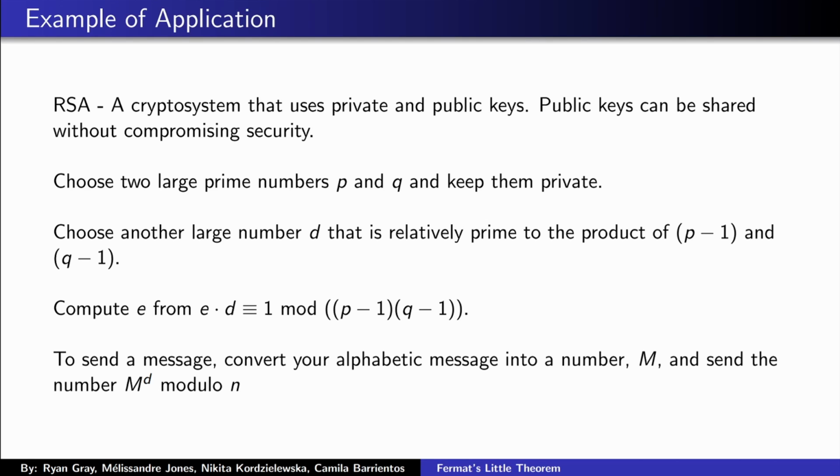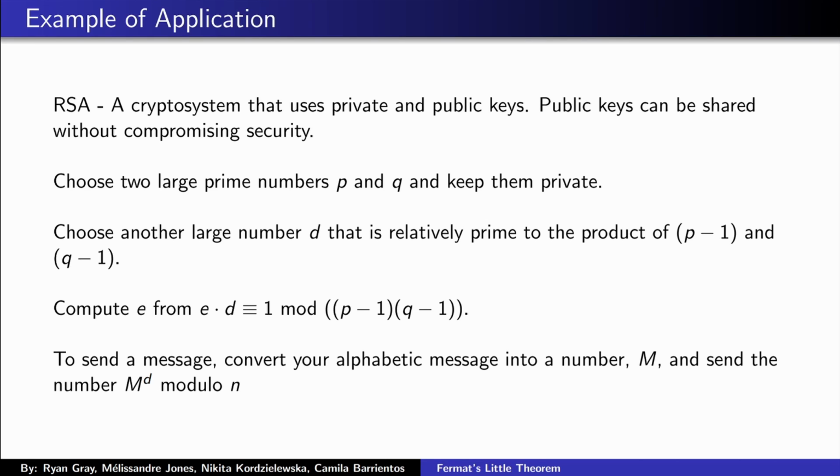A more real life example is in cryptography. RSA is a crypto system that uses private and public keys. Public keys can be shared without compromising security. So to encrypt a message using this crypto system, we choose two large prime numbers, P and Q, and keep them private. We can choose another large number, D, that is relatively prime to the product of P minus 1 and Q minus 1, which means that it has no common factors with P minus 1 and Q minus 1.